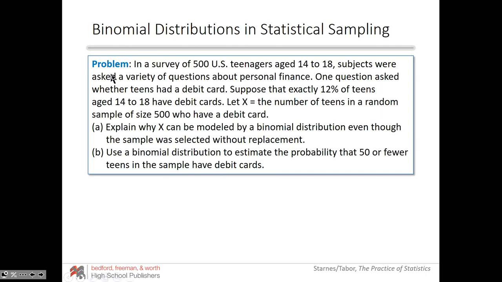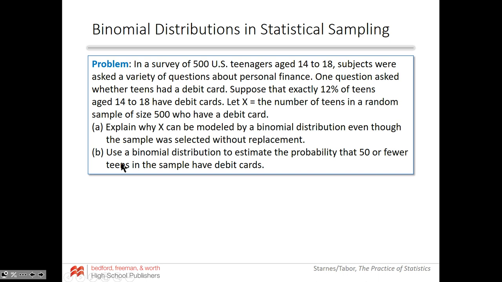So let's look at a quick example here. In a survey of 500 U.S. teenagers aged 14 to 18, subjects were asked a variety of questions about personal finance. One question asked whether teens had a debit card. Suppose that exactly 12% of teens aged 14 to 18 have debit cards. Let X be the number of teens in a random sample of size 500 who have a debit card. Part A. Explain why X can be modeled by a binomial distribution, even though the sample was selected without replacement.